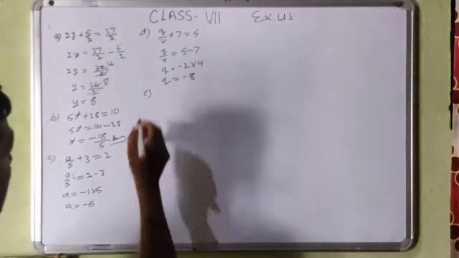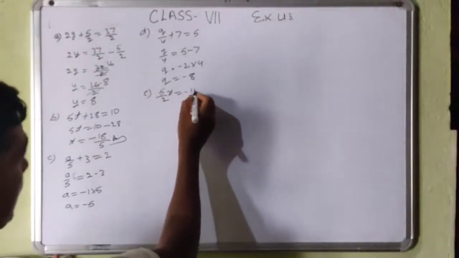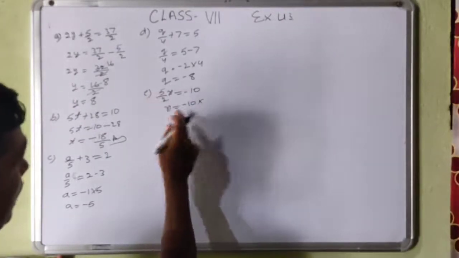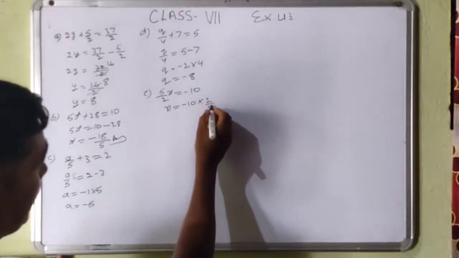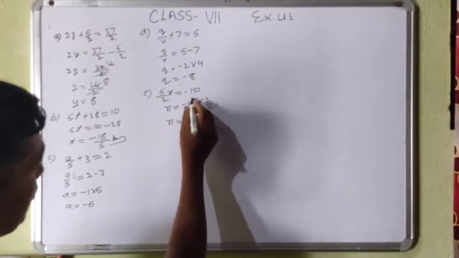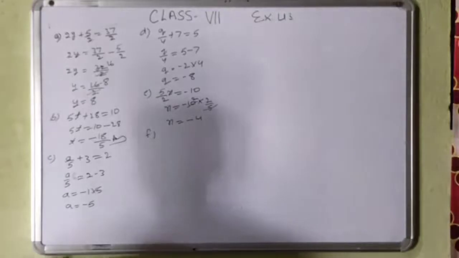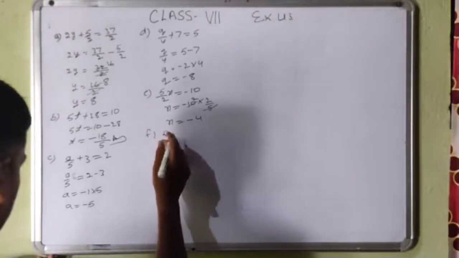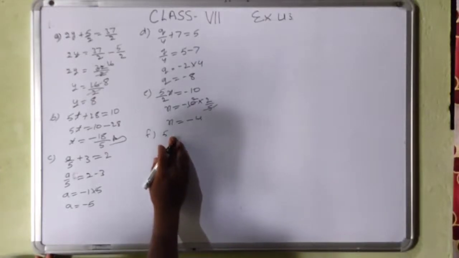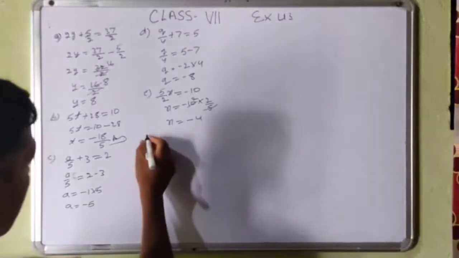E part, 5 upon x upon 2 is equal to minus 10. So x is equal to minus 10 multiply, that will go, and the reciprocal will also be there, that 5, 2 fives. So x is equal to minus, plus, minus 2, 2 twos are 4. F part, 5 upon 2x. F part you can do very easily. E and F parts are both the same. See the G part.